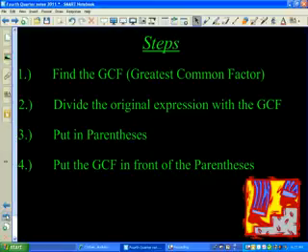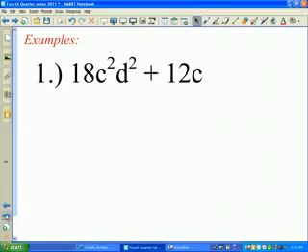So first thing, find the GCF. Second, divide the original expression by your GCF. Third, put that answer in parentheses. And fourth, put the GCF in front of the parentheses. All right, so let's go through some examples.